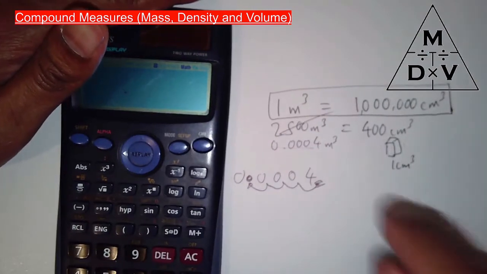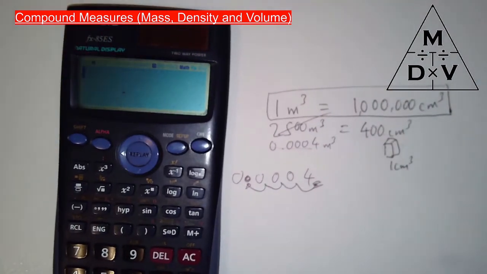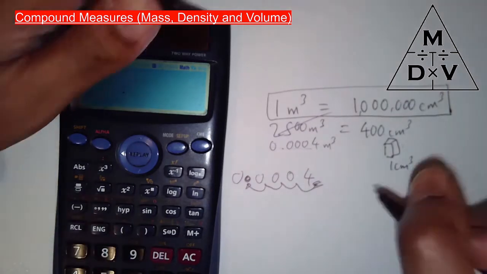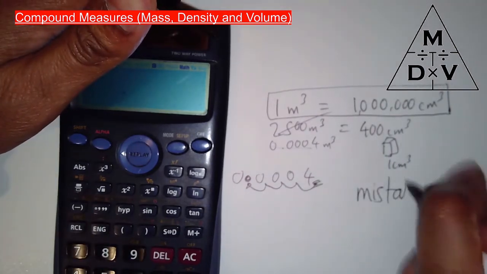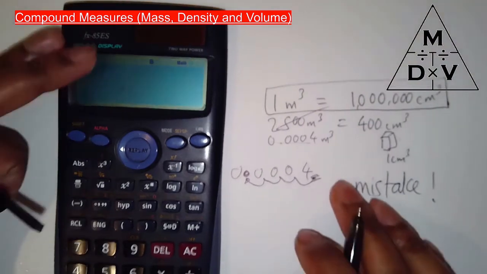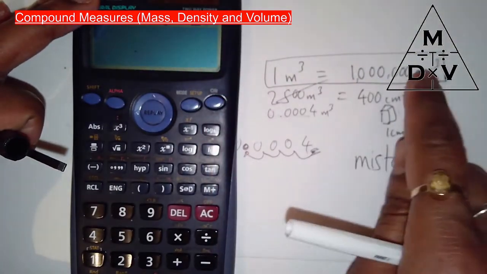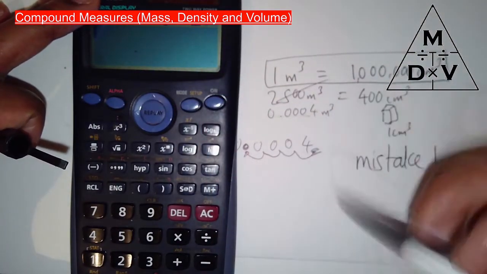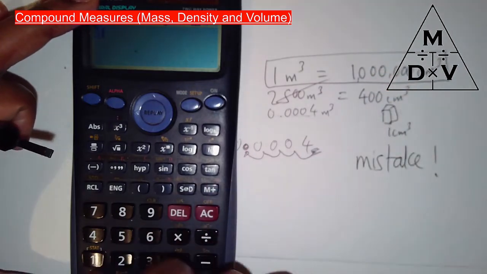Right, some of you might be wondering, which way do I divide? Well, let's say we're going to make a mistake. So this is a mistake. Let's suppose we did 1,000,000 divided by 400.